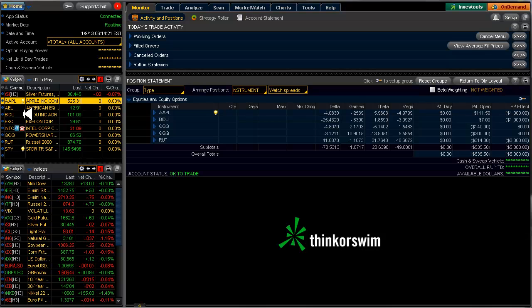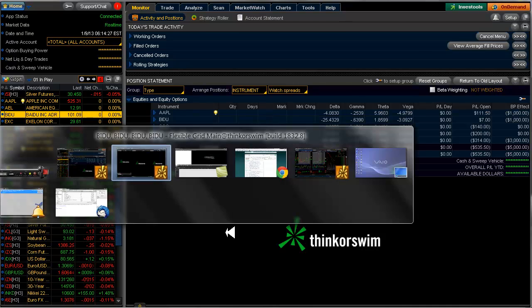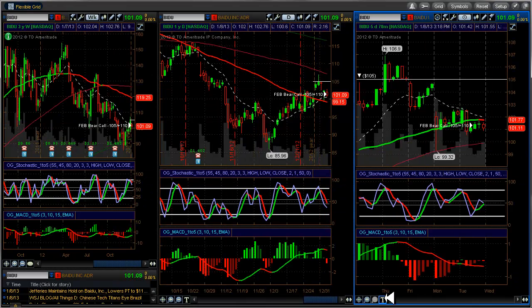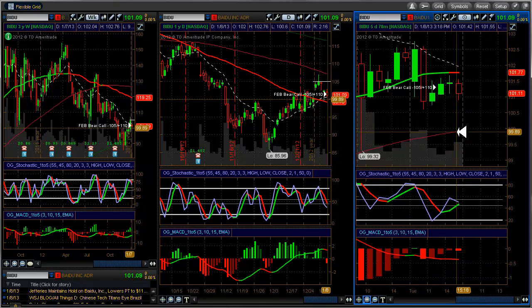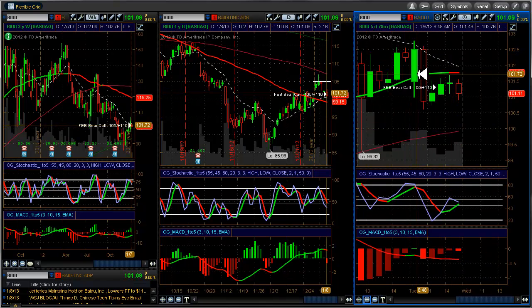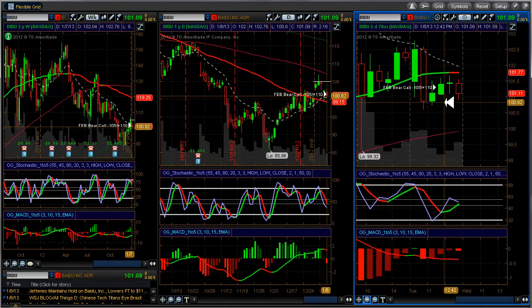Well, we had an alert set on BIDU yesterday, and it did trigger off. Let me just show you what I did here. Let me zoom in on this a little bit. The alert was triggered right at the open, and I watched it for a little while, and then finally around lunchtime, I decided to get in. A February bear call at 105 for my short and 110 for my long was what I did.